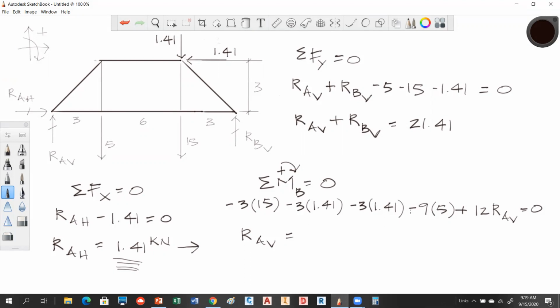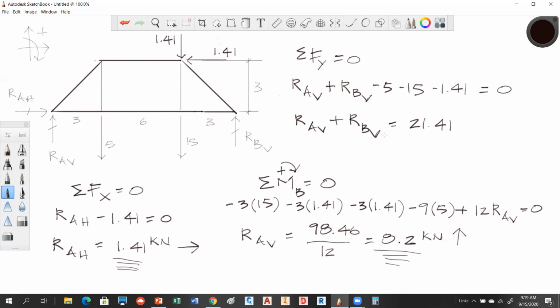Okay, I got 98.46. So that's a negative 98.46. It's going to come over as a positive 98.46. And we're dividing that by a positive 12. So that gives me 8.2 essentially. That would be kilonewtons. So we indicated A_V going up. This is telling me it's positive. So that indicates that my direction was right initially.